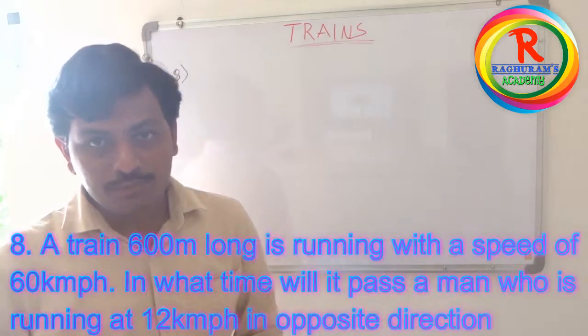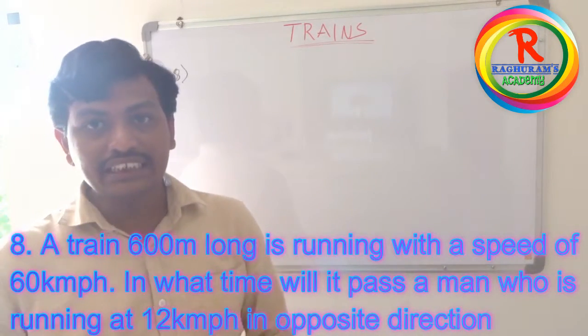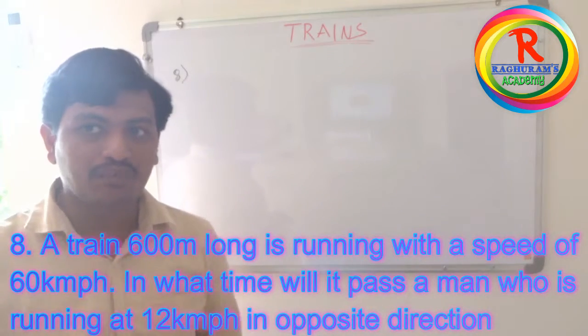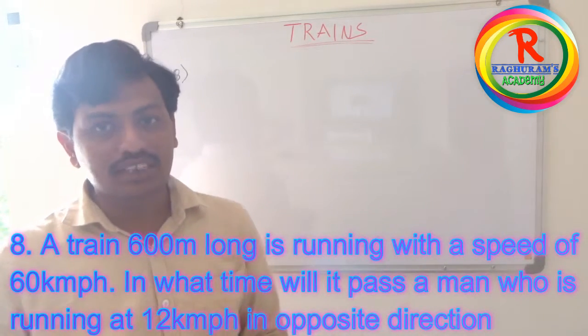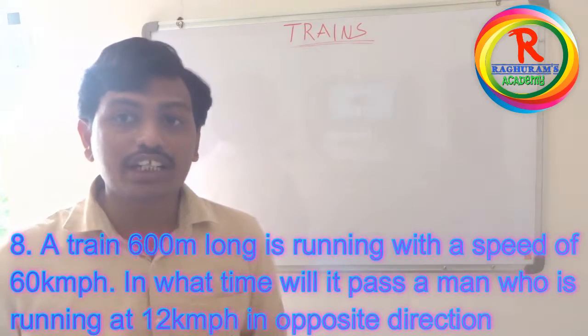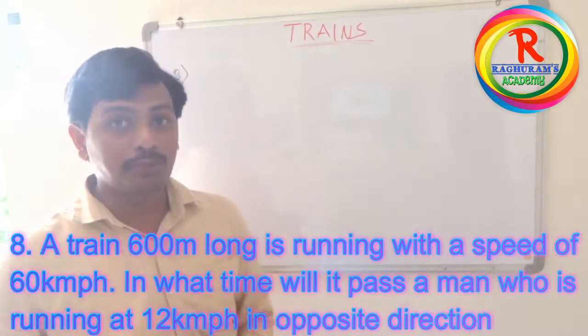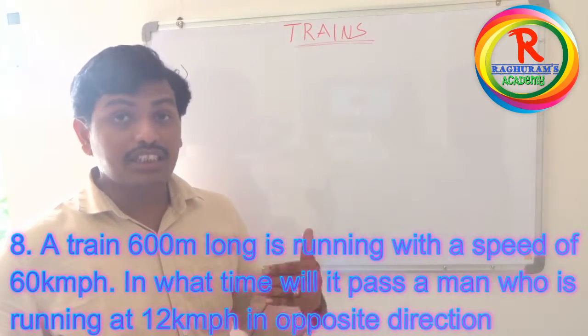Let us take another problem, the 8th one. A train 600 meters long is running with a speed of 60 kilometers per hour. In what time will it pass a man who is running at 12 kilometers per hour in the opposite direction? Remember, this comes under the third type of problems.